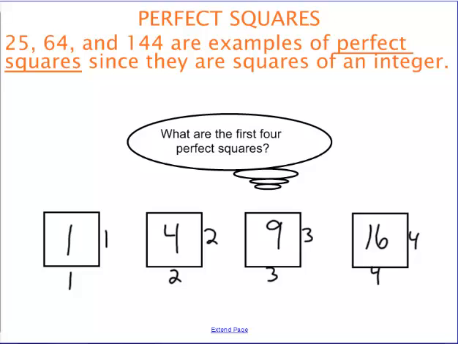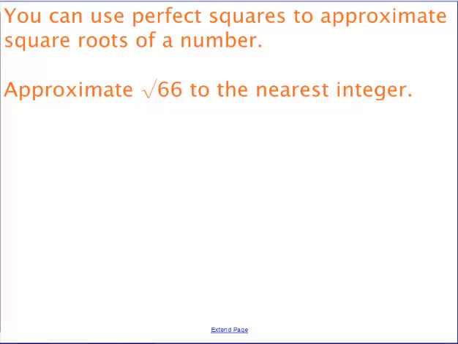So when I ask you what are the first 4 perfect squares, you tell me 1, 4, 9, and 16 because they are squares of an integer number. However, they're not always going to be that way. We're not always going to deal with perfect squares. You can use perfect squares to approximate square roots of a number that isn't a perfect square.